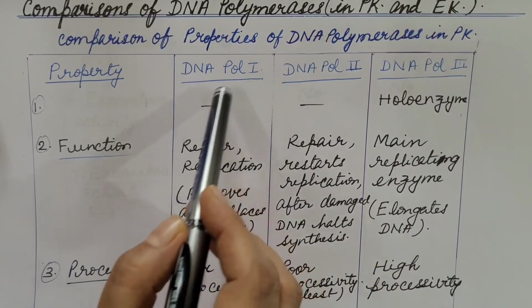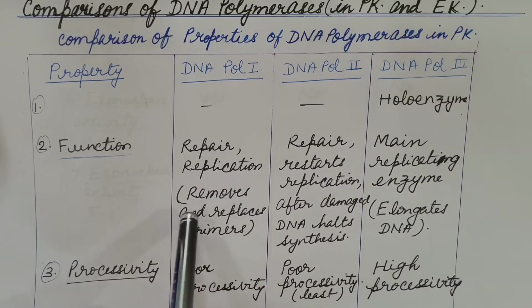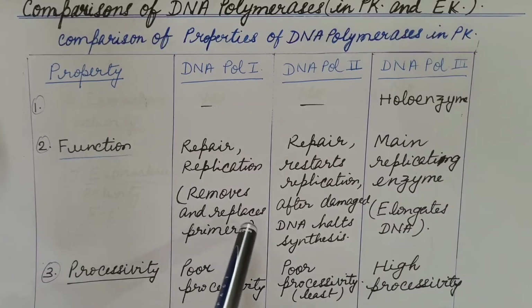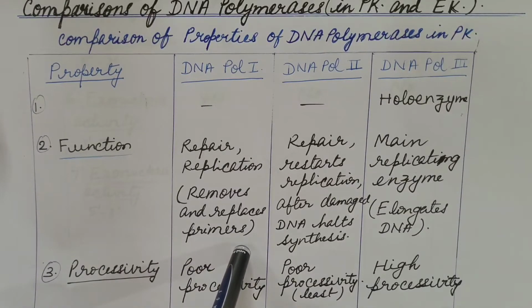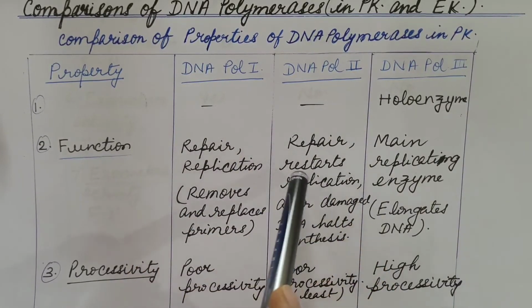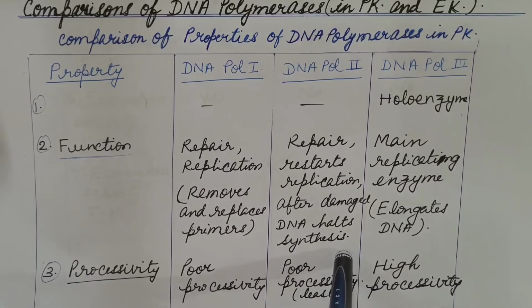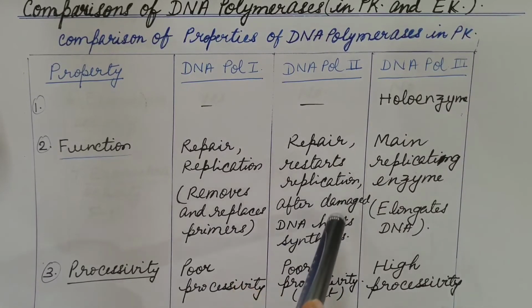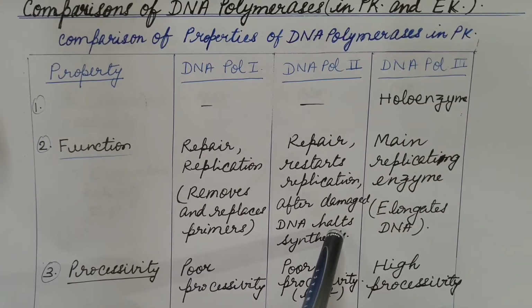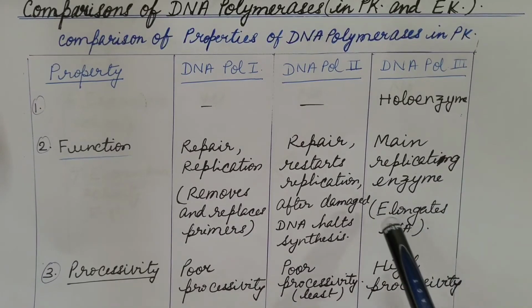Now the function. DNA polymerase 1 performs repair and also replication functions. It removes and replaces primers. So it fills the gap between Okazaki fragments of the lagging strand. Now DNA polymerase 2 has a repair function and also restarts replication after damaged DNA halts synthesis. We have discussed this in detail in previous videos. You can refer to it. So it functions as the backup enzyme of DNA polymerase 3. DNA polymerase 3 is the main replicating enzyme. It elongates newly synthesized DNA strands.